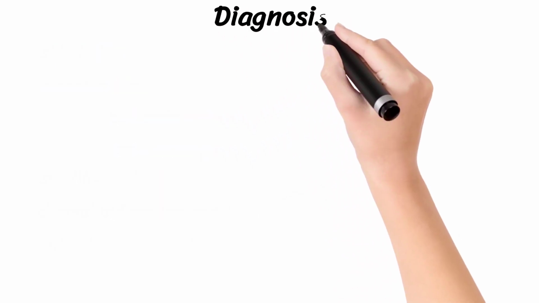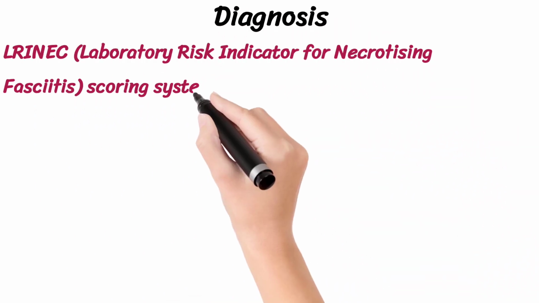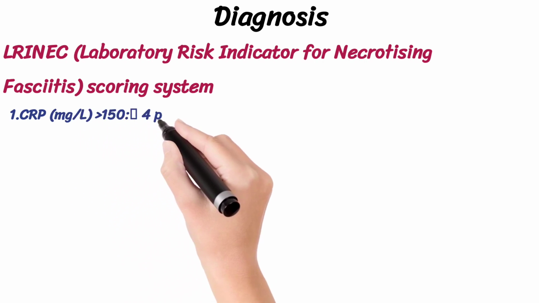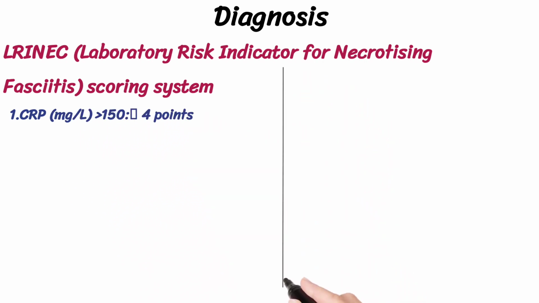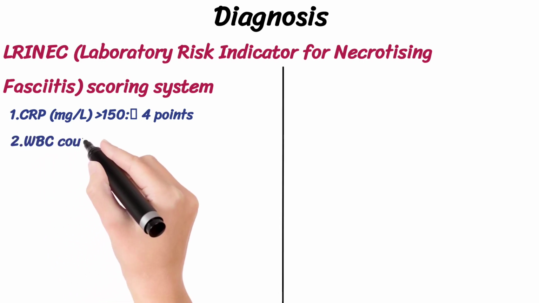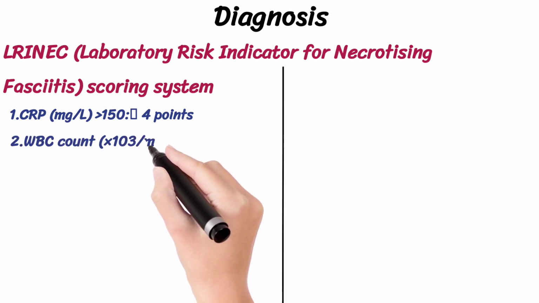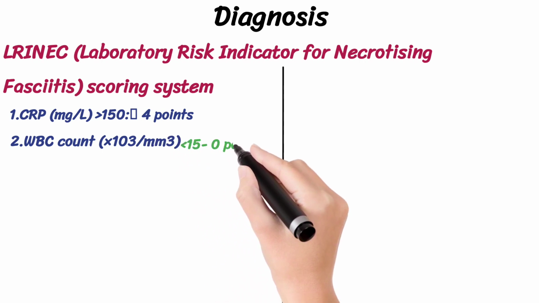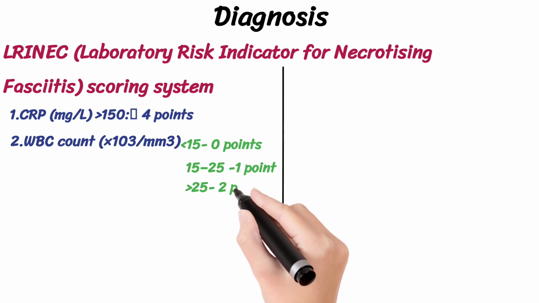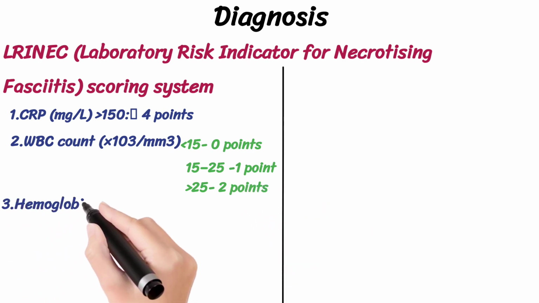So diagnosis, this scoring system, that is the Laboratory Risk Indicator for Necrotizing Fasciitis scoring system, where you do CRP. If it's greater than 150, you give 4 points. WBCs, that is white blood cells, if it's less than 15, give 0 points. 15 to 25, 1 point. Greater than 25, give 2 points.